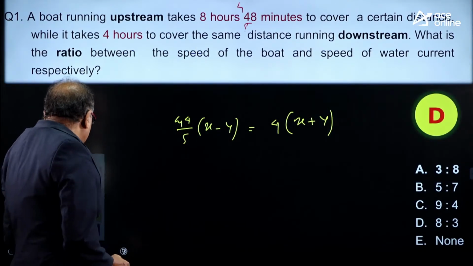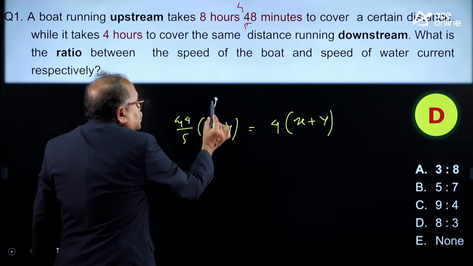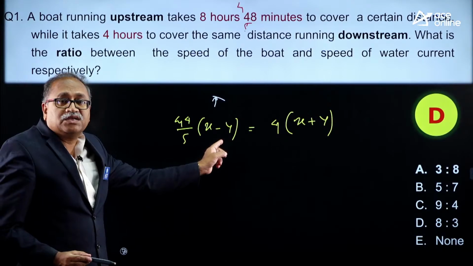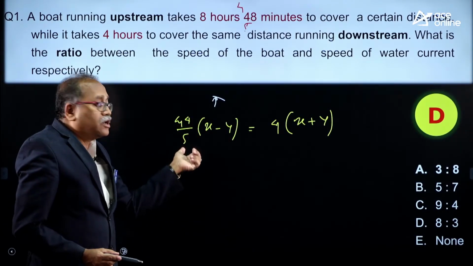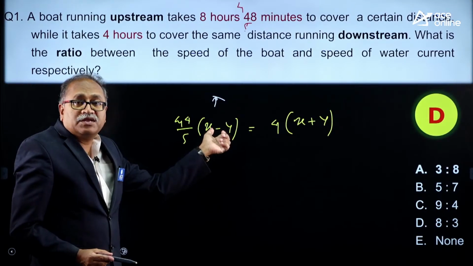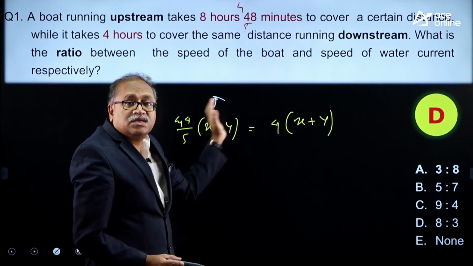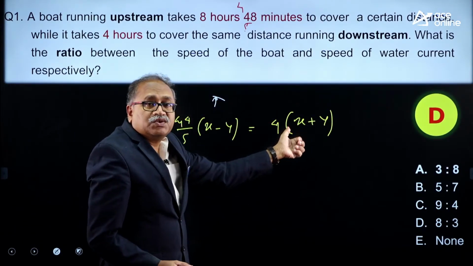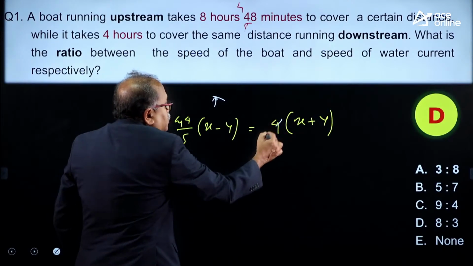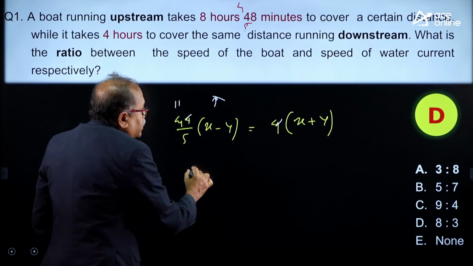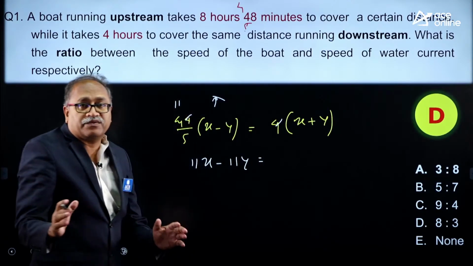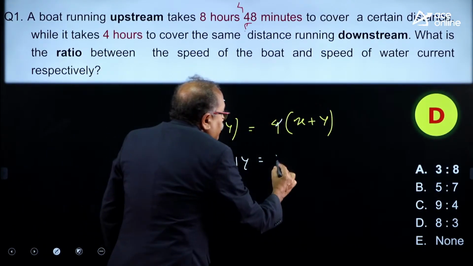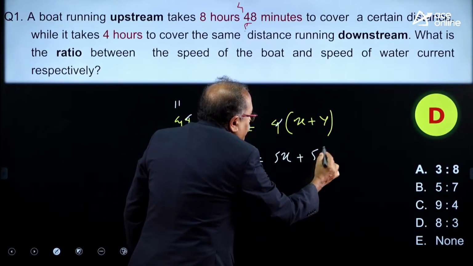This one. So, this is upstream. So, upstream is speed of the boat minus speed of the stream, and the timing is given. So, time into speed is the distance, and the distance is same in both the cases. So, x plus y, and coming to 4 over here. So, cancel this one, I am getting 11 over here. So, 11x minus 11y is equal to, Mr. Pawan, that is 5x plus 5y.